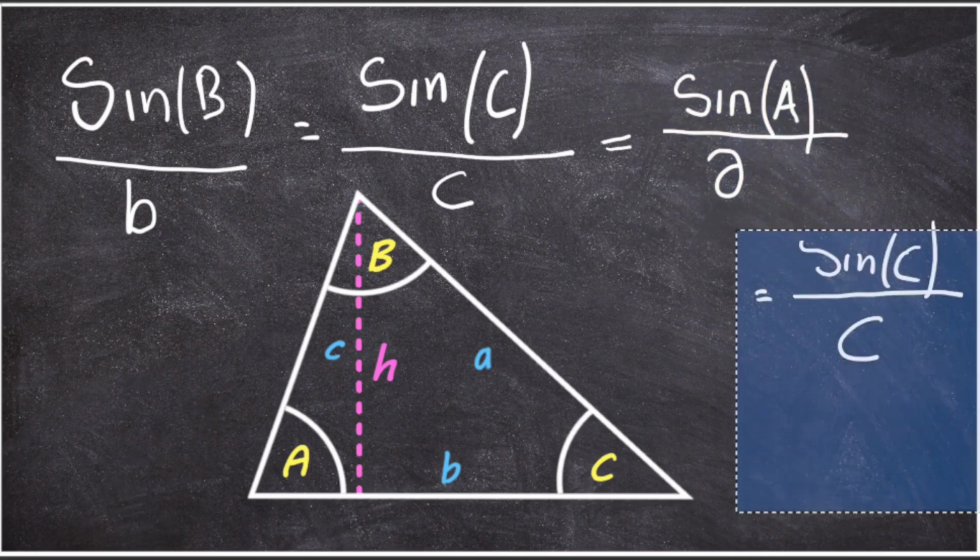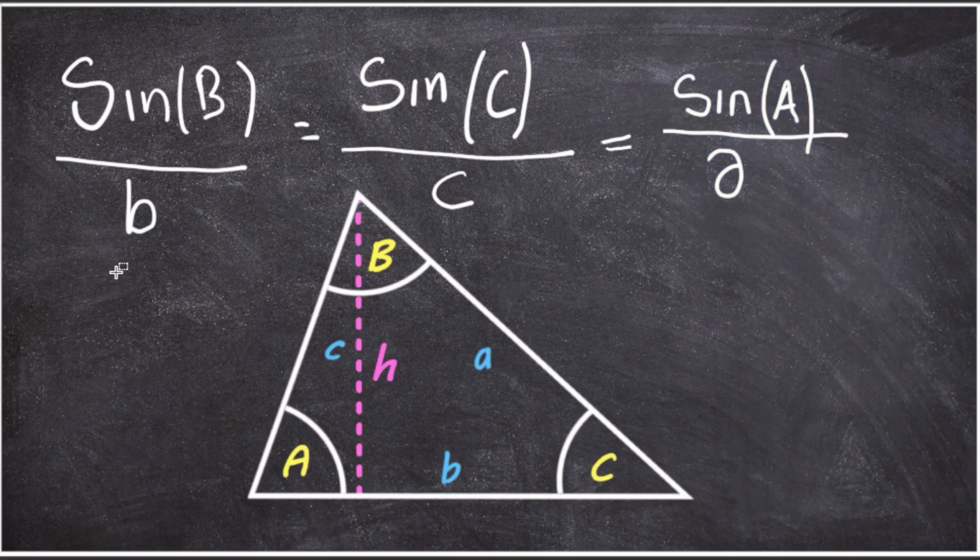And there our proof is complete. Sine of B over b equals sine of C over c equals sine of A over a.